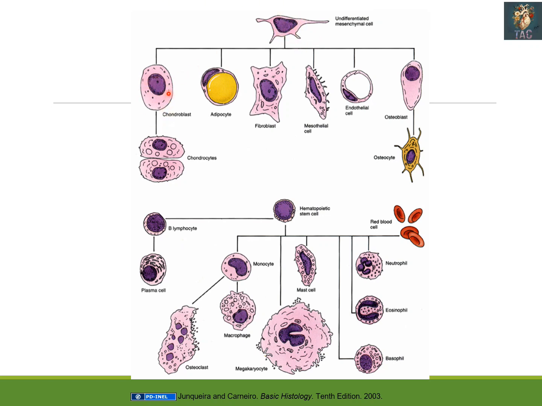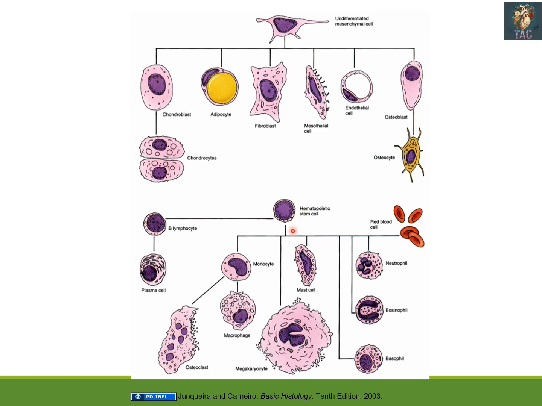It can differentiate into chondroblasts, into adipocytes, into fibroblasts, into mesenchymal cells, into endothelial cells, and into osteoblasts. So these chondroblasts then differentiate into chondrocytes, and osteoblasts differentiate into osteocytes.